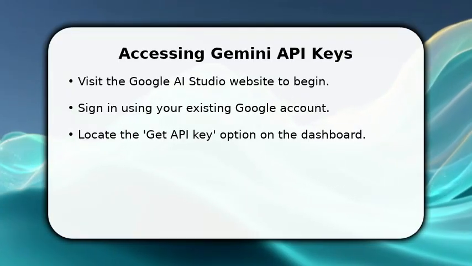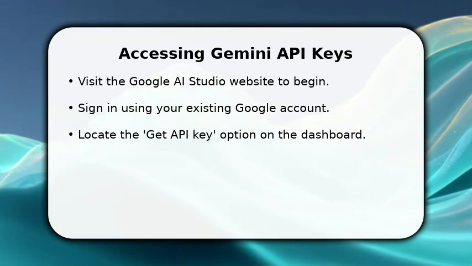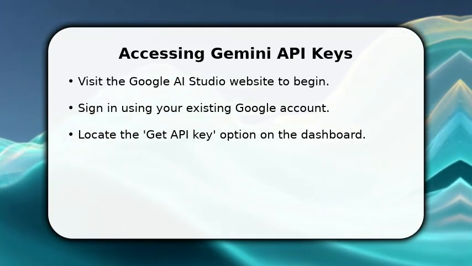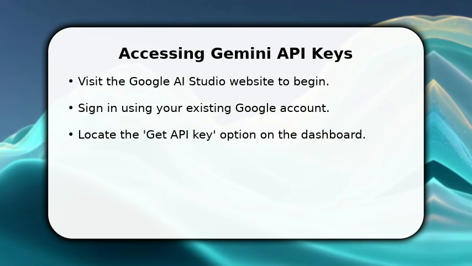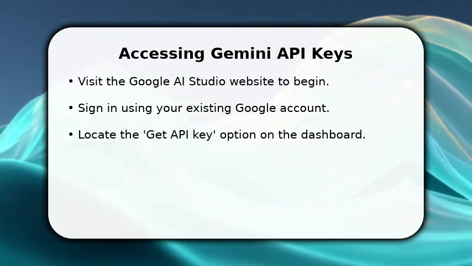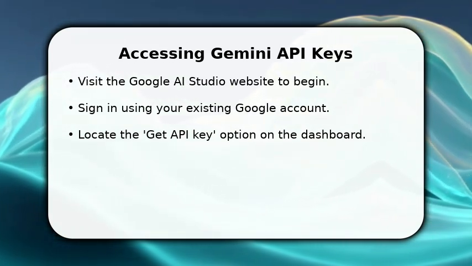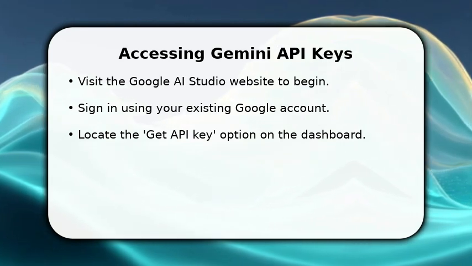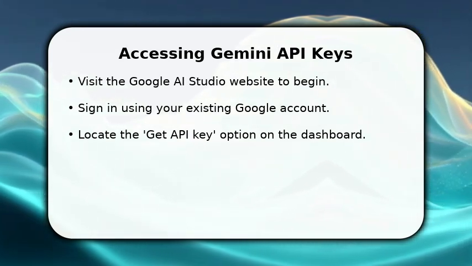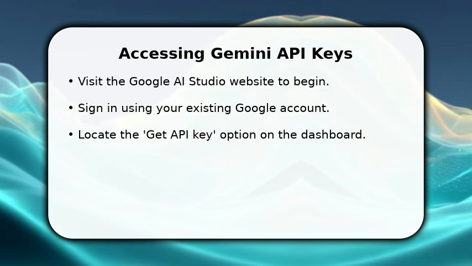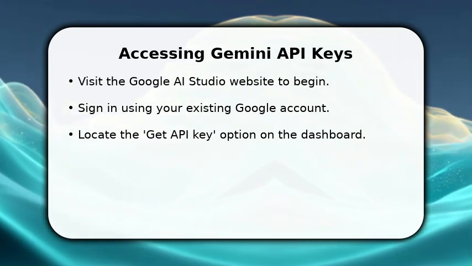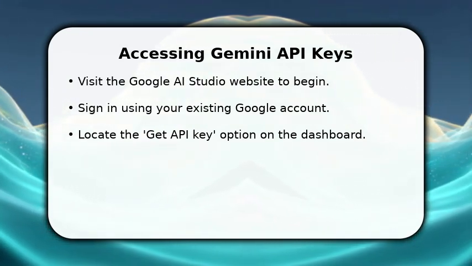In this video, I will explain how to access your Gemini API key. First, navigate to the Google AI Studio website. Once there, you'll need to sign in with your Google account. After successfully logging in, look for the Get API Key section, which is usually prominent on the main dashboard. This is your starting point for generating and managing your keys.